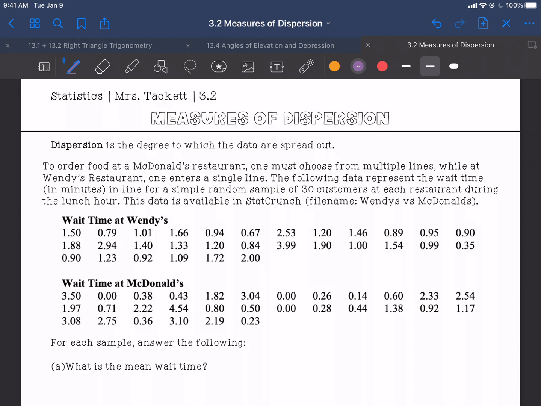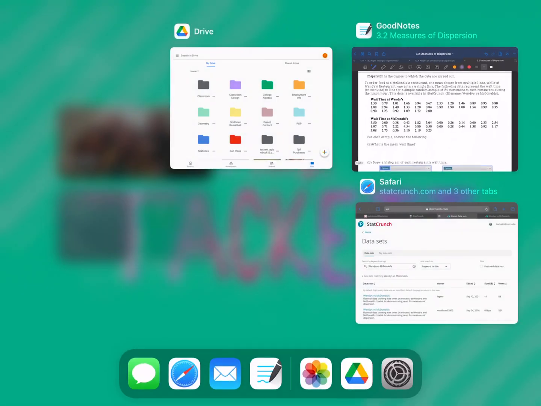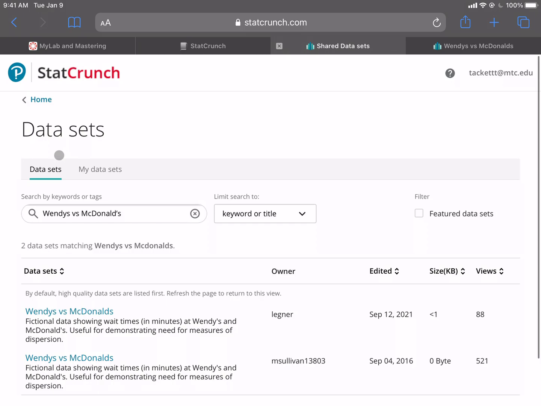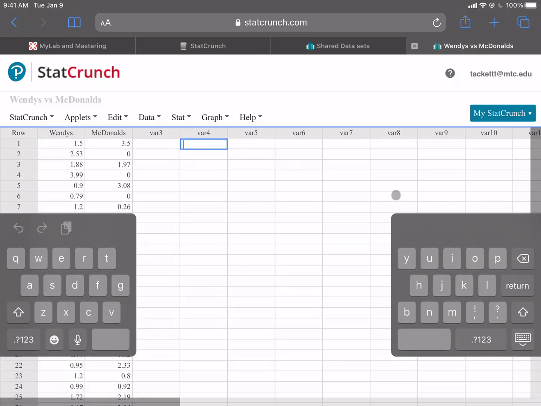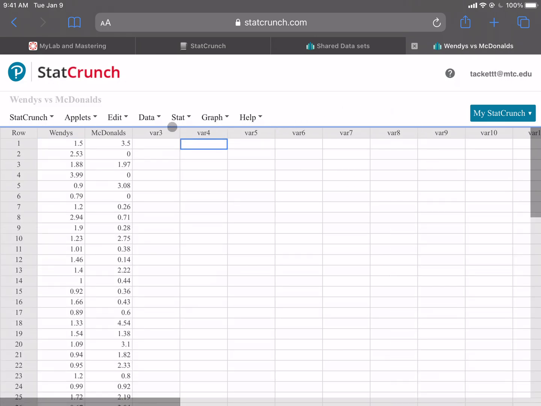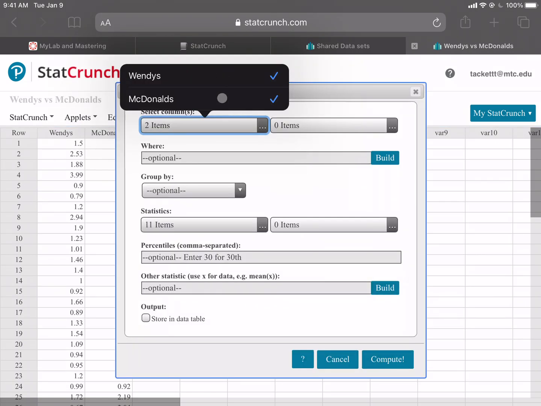You will just search Wendy's versus McDonald's, and you can open it up. So for each sample, answer the following. What is the mean wait time? So I'm going to go into StatCrunch, and again, it's under data sets. You can search it. I opened it up. We want the mean wait time for each, and this is a sample. So we're going to go to Stat, Summary Stat, Columns. I went for Wendy's and McDonald's. When you are selecting more than one, you just hold down the Control button if you're on a PC or a Chromebook. If you're on a Mac, you hit the Command button and select.